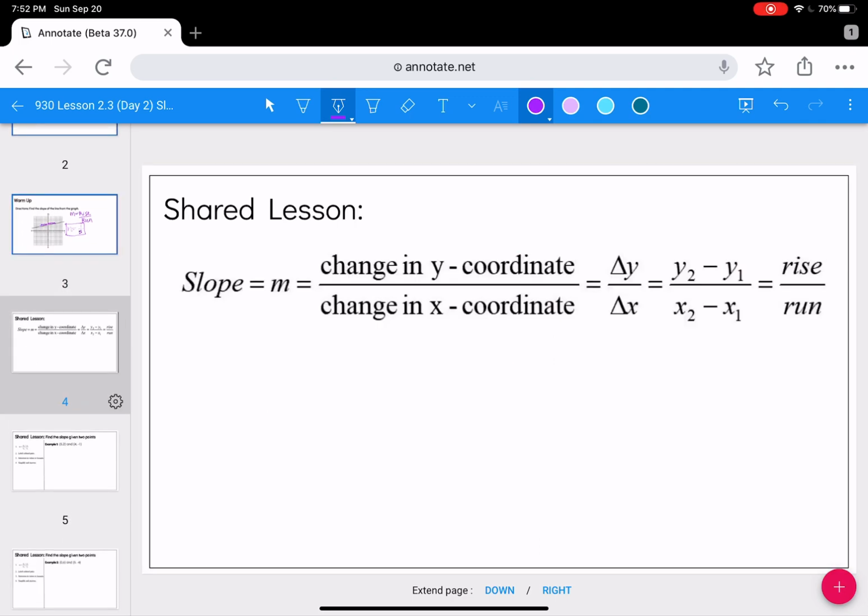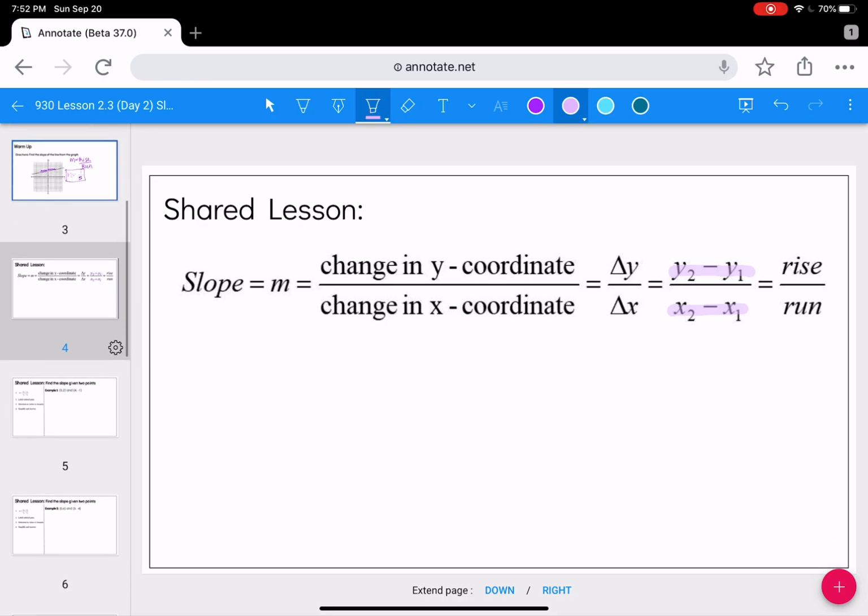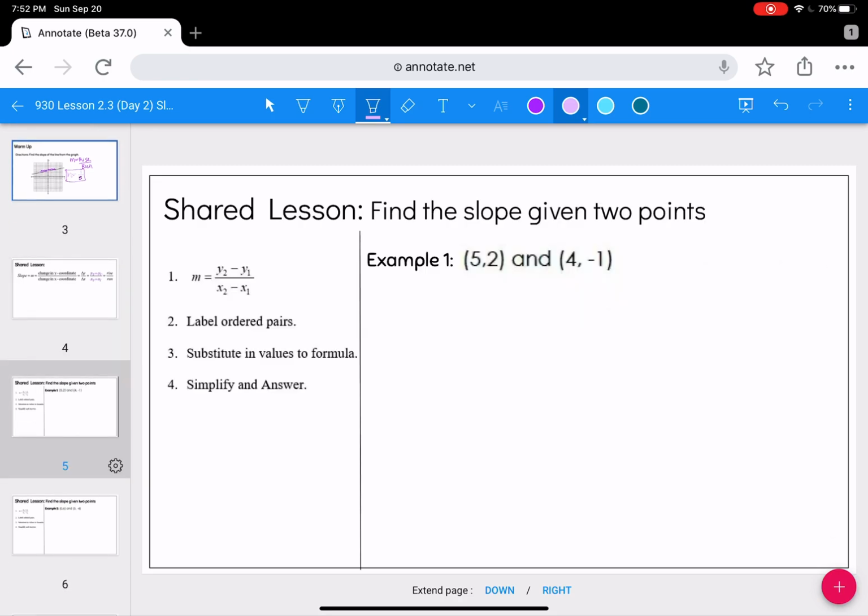On slide 4, again, when we're talking about slope, that is the change in the y-coordinate over the change in the x-coordinate. We're going to be utilizing y2 minus y1 over x2 minus x1 today, so we're going to be given points from a table or just given 2 ordered pairs, and we're going to plug that into the formula to find our slope. So we're going to do this on slide 5.